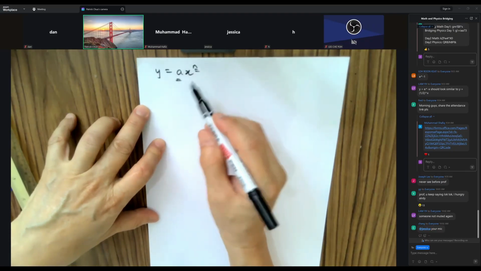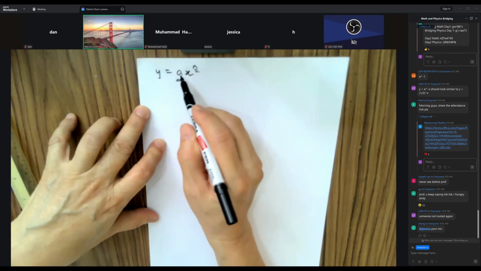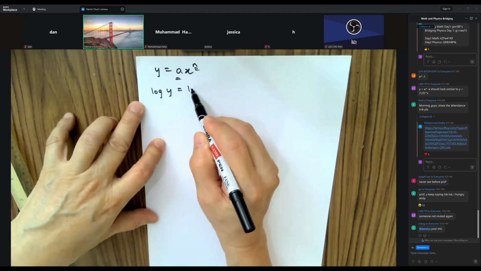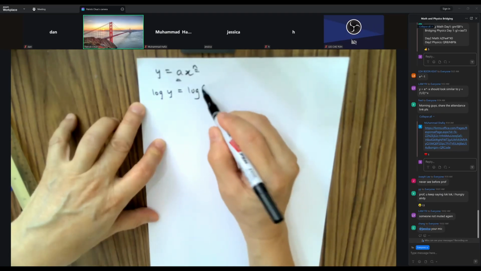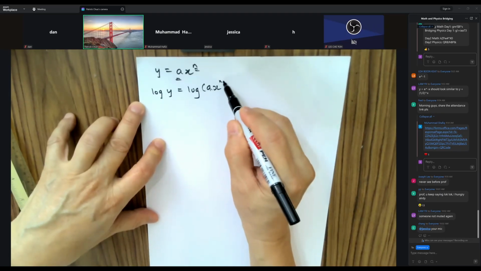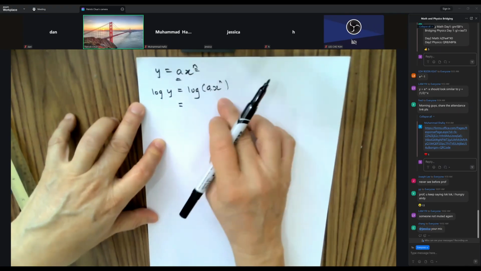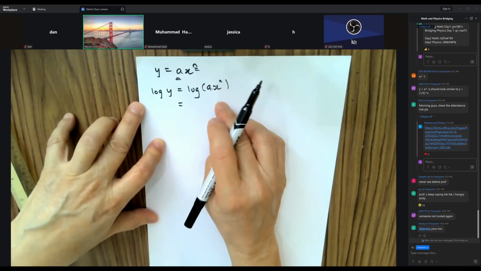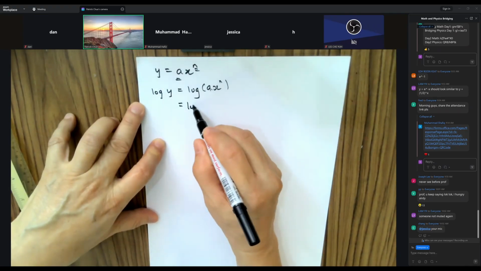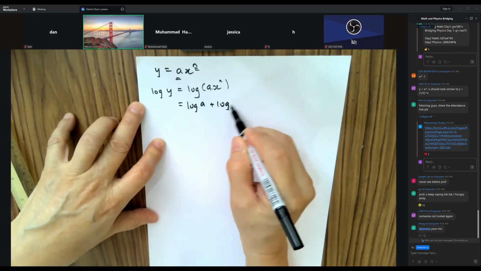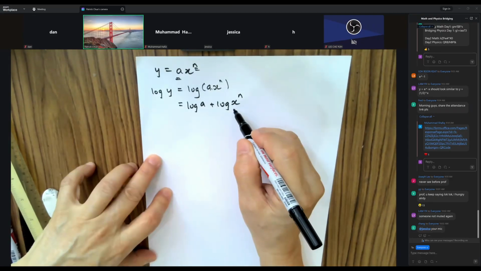Now, later on you learn you can take the log of both sides. Log y equals log of A x to the power of N. Take log of both sides. And later on you learn you can actually expand this. Log of A times x to the power of N can be expanded to log A plus N log x.